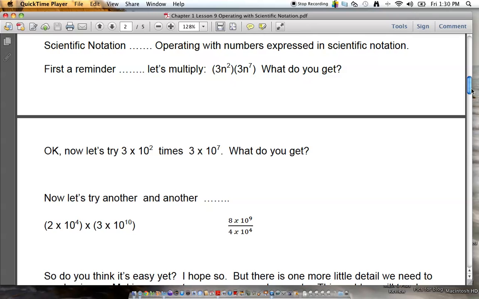Oh, Chris has his hand up. What do you got, buddy? Can I get a drink? No, I thought you had the answer for me. I know you know how to get this answer. What do we got? Chris, talk to me. What do we got as an answer here? 3n to the 7 times 3n to the second. 9 and 9. That's right. 9n to the 9.